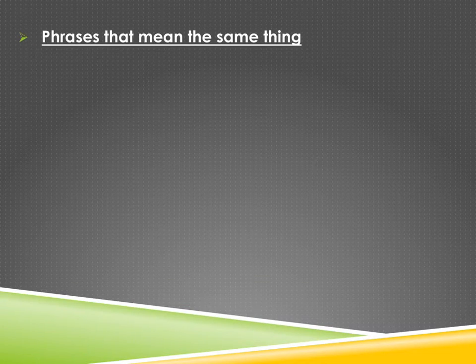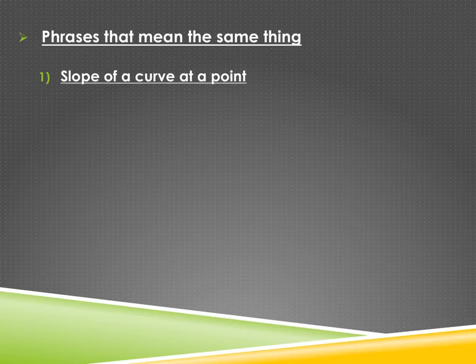All right, so there are 5 phrases that you're going to fill in that mean the same thing. The first phrase is the slope of a curve at a point. And that's what we did in the last section. We were finding the slope of the curve at point P, or whatever point they gave us. Slope of the curve at the point.